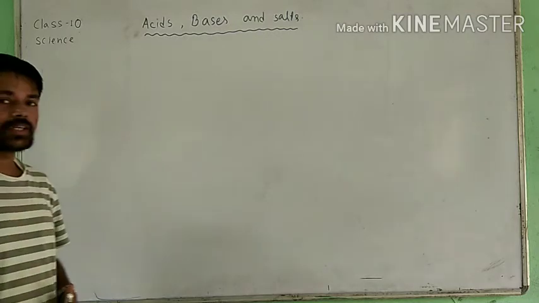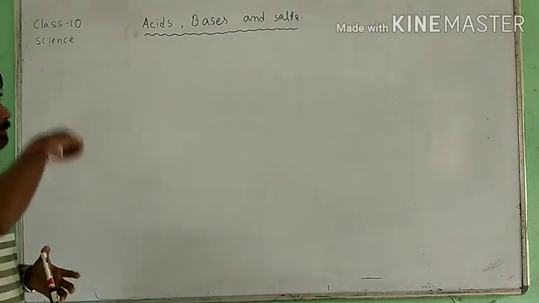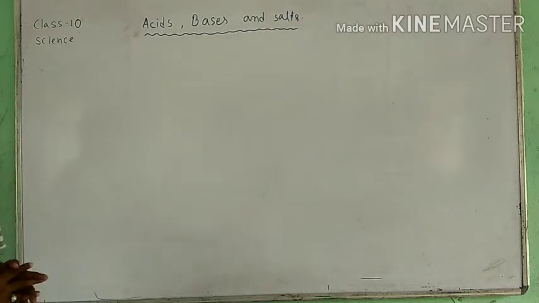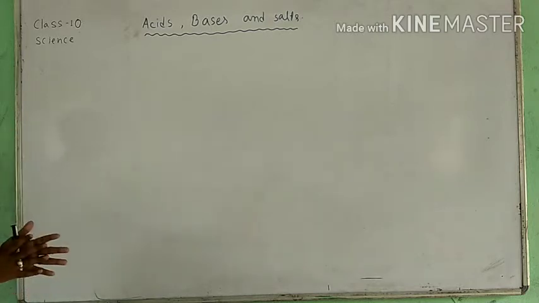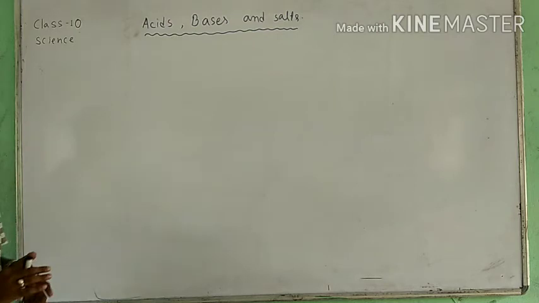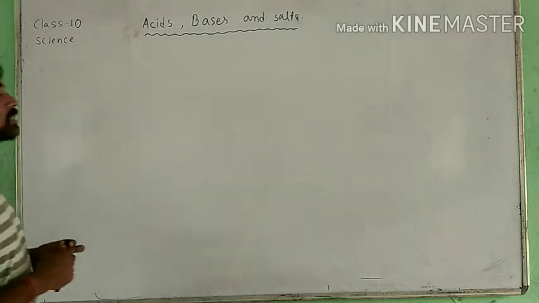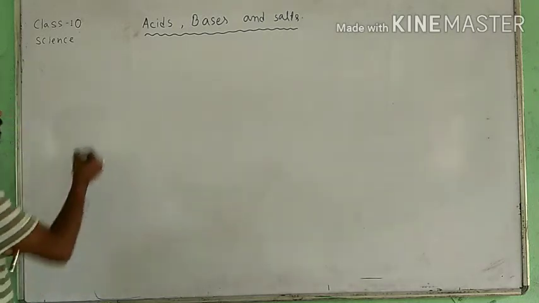Today we are going to study chapter number 2 of class 10 science, that is acids, bases and salts. So let us first see what are acids and bases. After acids and bases we will see about salts, okay? So let us first see what is an acid.